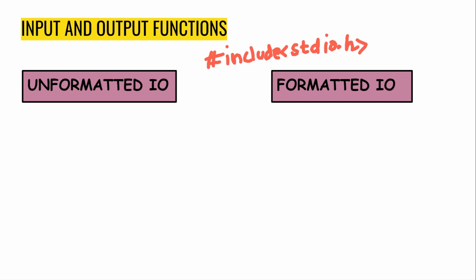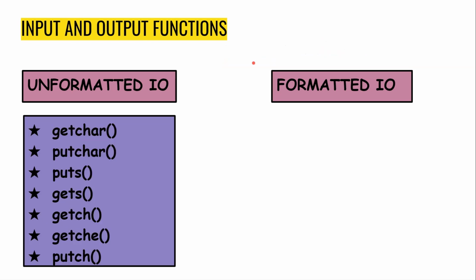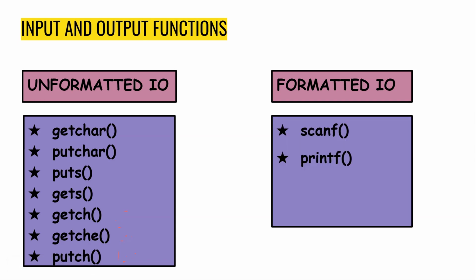A few inbuilt functions for unformatted IO: getchar, putchar, puts, gets, getch, getche, putch. So for unformatted IO, getch, getche, putch are most familiarly used in the MS-DOS compilers, C compilers. So they are not supported by the online compilers. In formatted IO, we have inbuilt functions like scanf and printf. So let us discuss the syntax, and we will discuss one example.